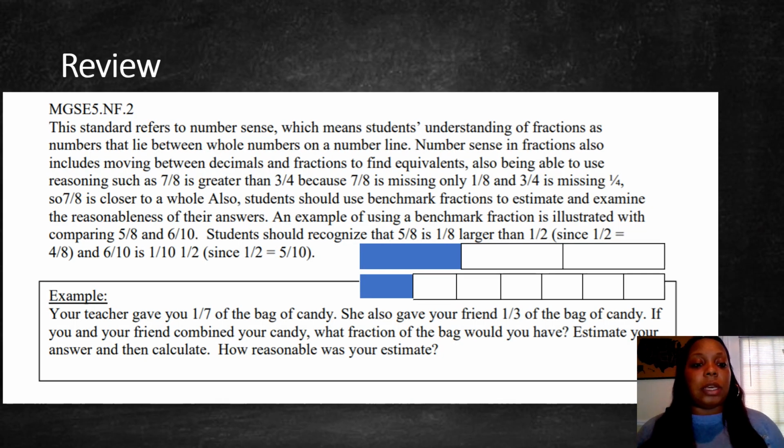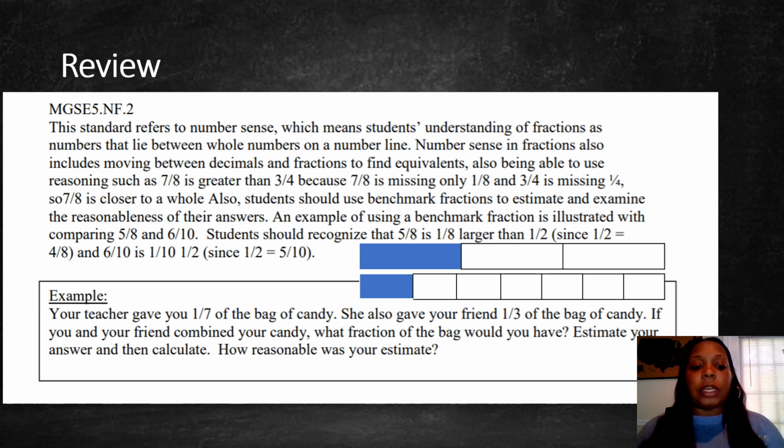Okay guys, as you can see here, we have what the Georgia Department of Ed said that this standard refers to. When you get a little bit of time later, I want you to read through that. For this presentation, I want to focus on the example problem.